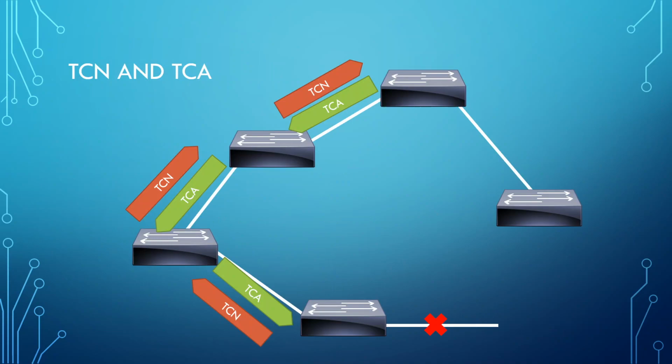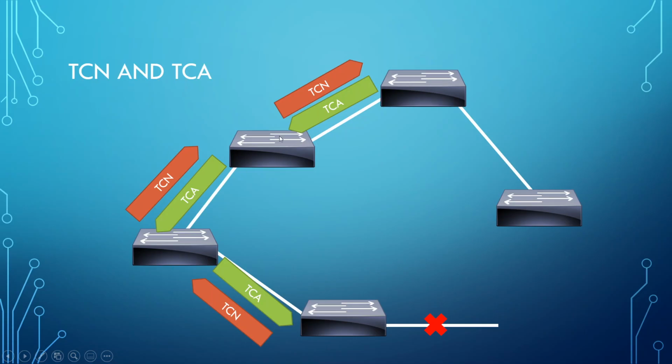So let's see this process in action. In this case, this link has gone down on this switch over here. It sends a topology change notification. When a switch receives a topology change notification, obviously it sets the MAC aging timer to 15 seconds, equal to the forward delay timer. It then also sends back a topology change acknowledgement saying that I've received your topology change notification, you don't have to send it to me. Because if it doesn't receive a TCA back, it will keep sending these TCN BPDUs.